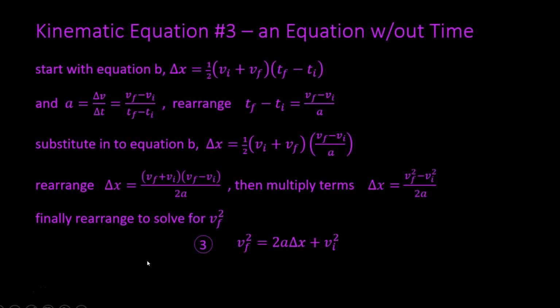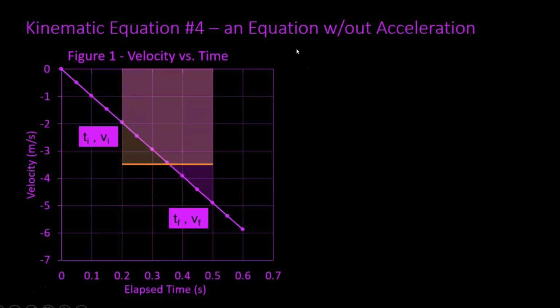Let's move on to our fourth and final kinematic equation, and we'd like to come up with an equation without acceleration. So far, the first 3 equations all require us to know the acceleration. Here, we have figure 1 again. It's the same velocity time graph we've been working with. We know that the displacement is equal to the area of the trapezoid. So here in this light purple or pink, we have the trapezoid area, and we know that that's equal to the displacement from t sub i to t sub f.